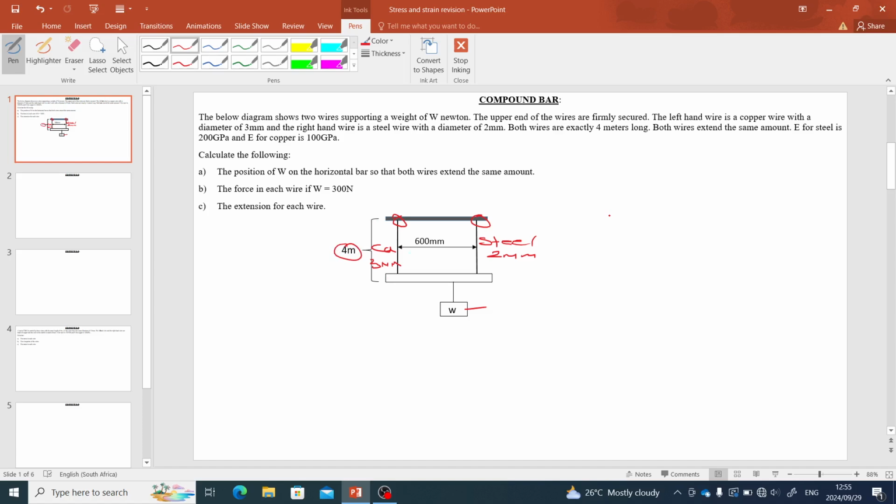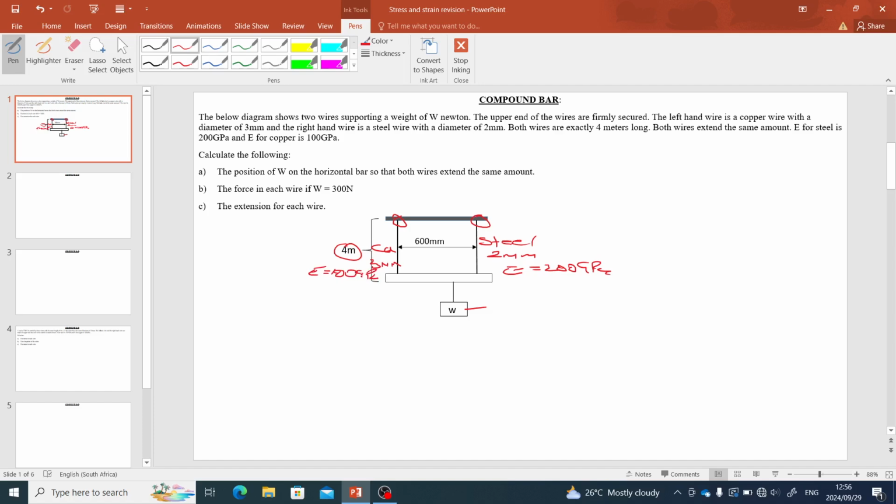Both wires extend the same amount. For steel, we have E of steel given as 200 gigapascal, and that of copper is given as 100 gigapascal.